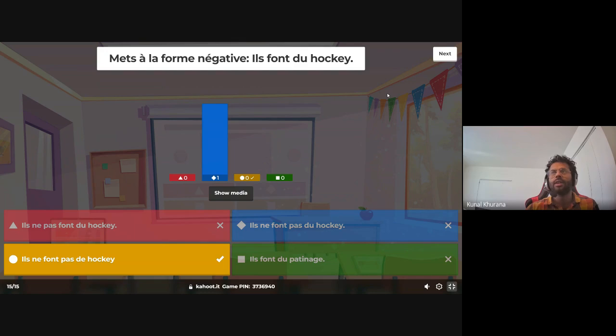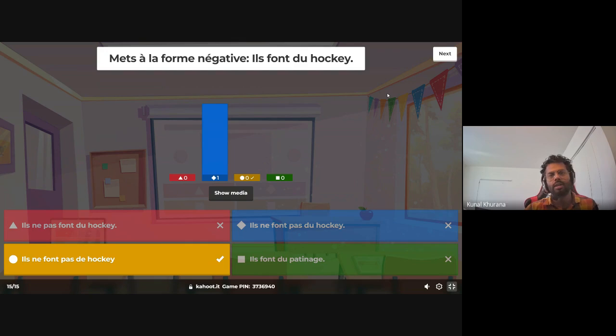Okay, so "ils" is the troisième personne du pluriel. Ils font du hockey. Hockey is a national sport of Canada, if you might know. Quebecers love that, and ice hockey. And the answer changes because it's a negation: il ne font pas de hockey.